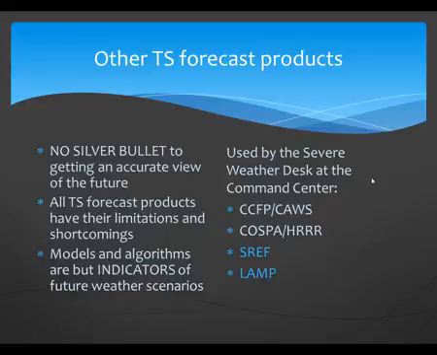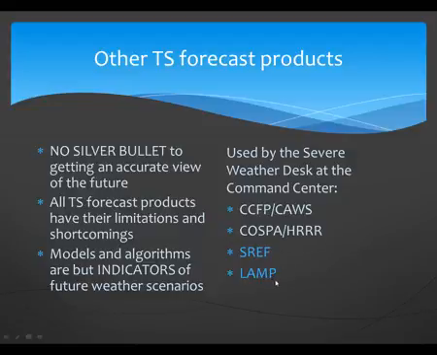So let's talk about other thunderstorm forecast products. It's important to note that even though there are some people that are constantly looking for that silver bullet, there isn't one to getting an accurate view of the future. All thunderstorm forecast products have their limitations and shortcomings. Models and algorithms are but indicators of future weather scenarios, but we're bringing a few of these up because currently some of these products are used by the Severe Weather Desk at the Command Center for choosing routes around thunderstorms and picking programs. These include the CCFP and CAUSE, the COSPA, and the HER model.